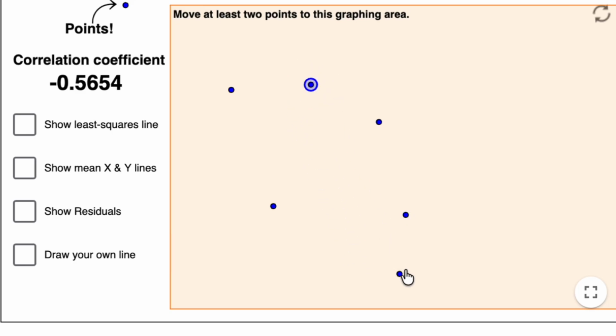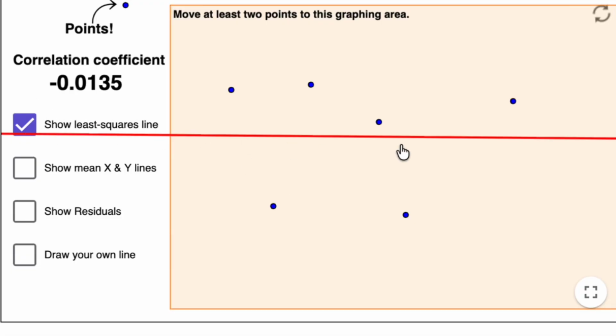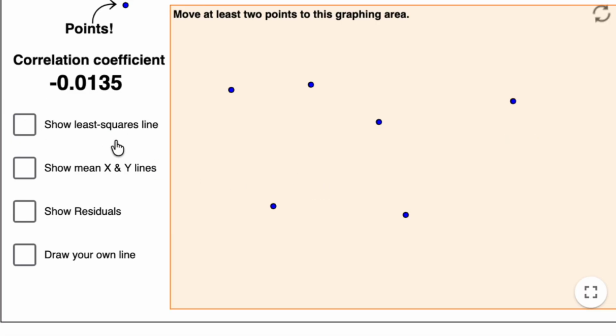So if we look at something like this, you can see that putting any line on here, you don't really have a whole lot of confidence that a line would be a very good fit. And if I put it on, you can see it's almost a horizontal line. There's almost no relationship between the x's and the y's. An increase in x doesn't really give you much information on an increase in y.